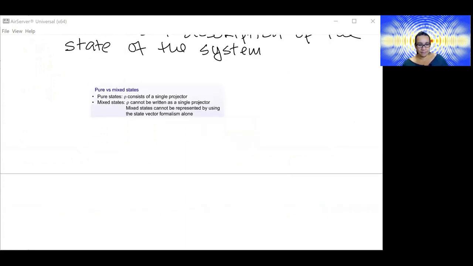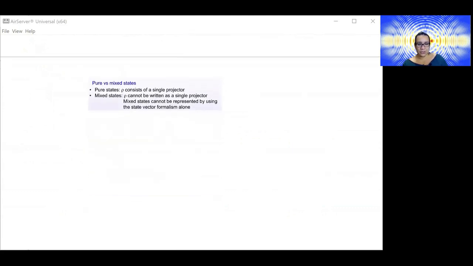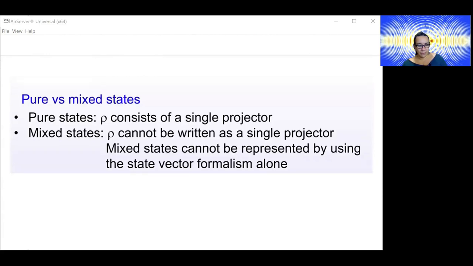So we have here a definition. If you consider pure states, your density matrix rho is going to consist of a single projector, which is not surprising because you're just going to have ket psi describing the state of the system, whereas if you consider a mixed state, rho cannot be written as a single projector. Here, emphasis on single. We're going to have at least two, maybe more. And this is also a consequence of the fact that they cannot be represented by the state vector formalism alone.